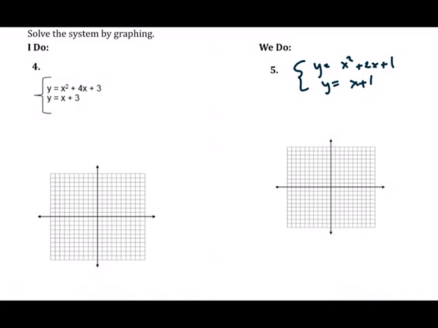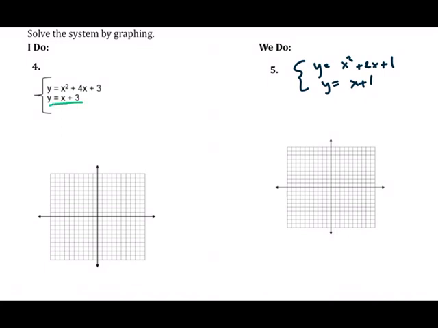So we're just going to look at 2 quick examples here and then wrap up this video. So again, the goal here, graph the line, then graph the quadratic, then identify the points, if any, where they intersect. So let's start with our line here. Y equals x plus 3.